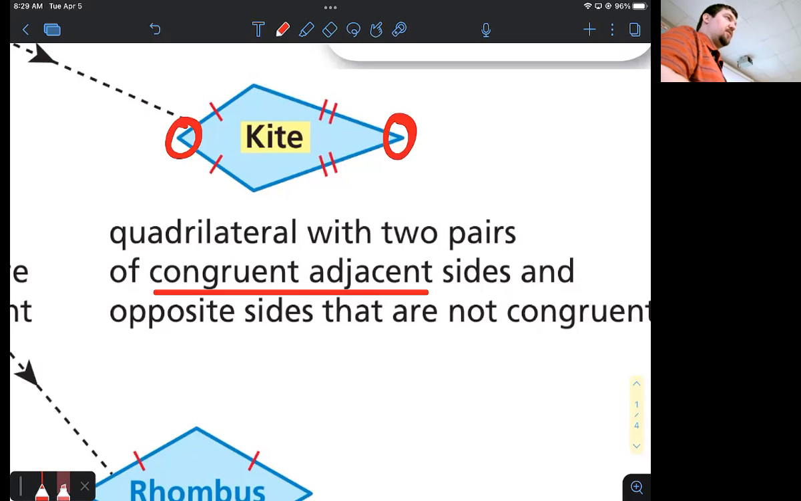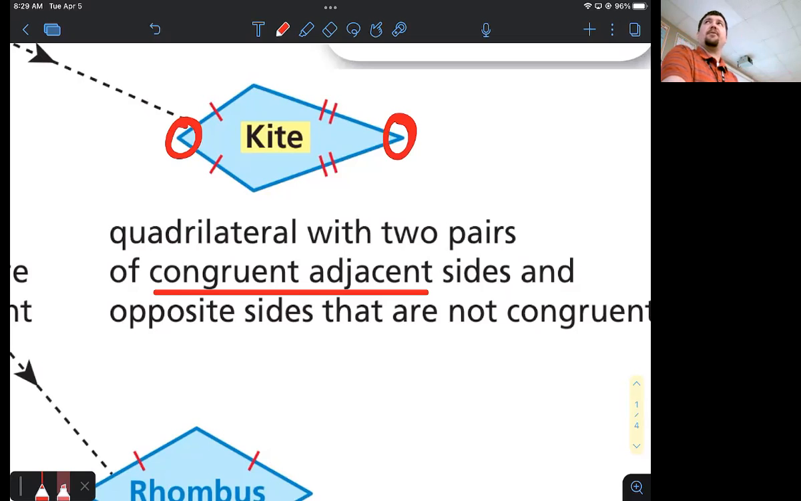The angle measurements are not the same. Did you notice that? The 2 angles that I circled, not the same size. They don't have to be. Just the sides that are next to each other. So you're going to have 2 equal sides on one side and 2 equal sides on the other side. And it's the only one up here that actually does look like a kite, like the same kind of kite that you would fly out in the sky, right?